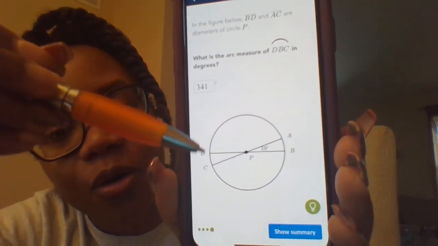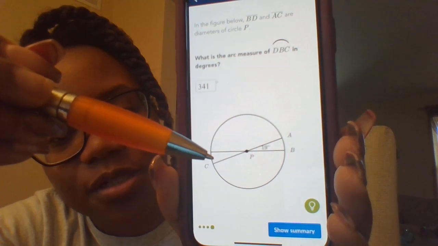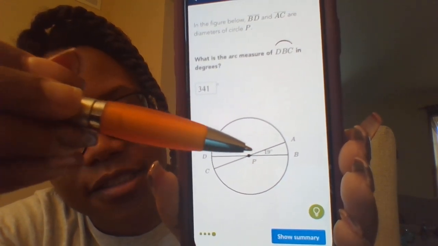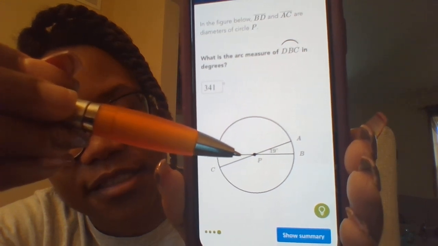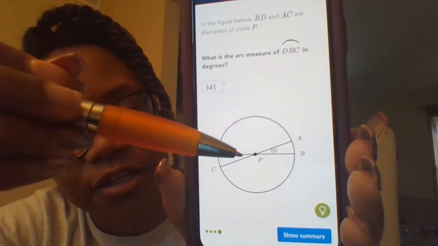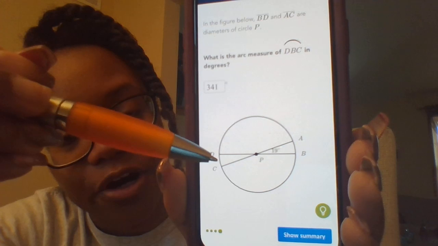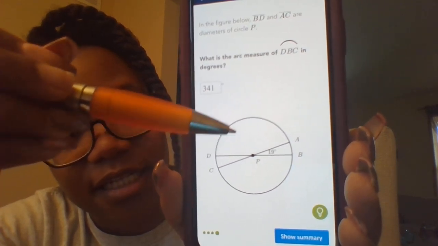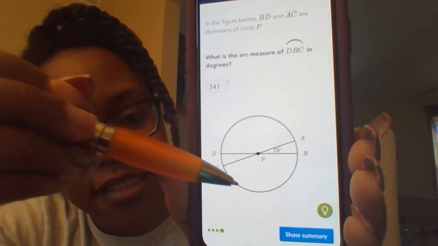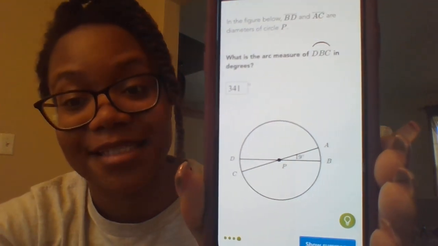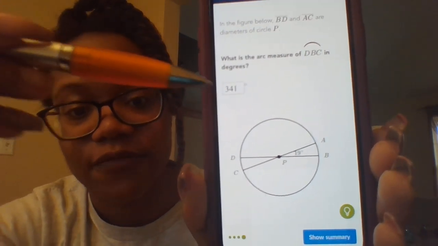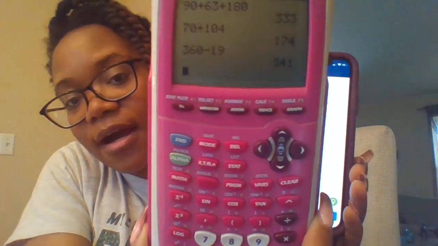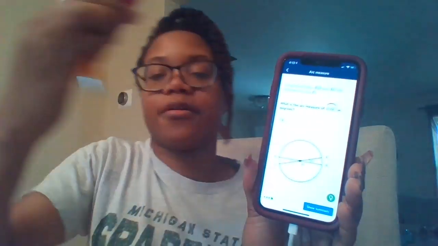If we know this whole thing is 360 and we just want to take away this little arc, well, like we just said, these are vertical angles. This is 19, so this is 19 because we have a central angle here. The central angle is equal to the arc across from it, so this piece has to be 19. So to find DBC, we're going to do 360 minus 19, which gets you 341. Again, I did 360 minus 19 and got 341.